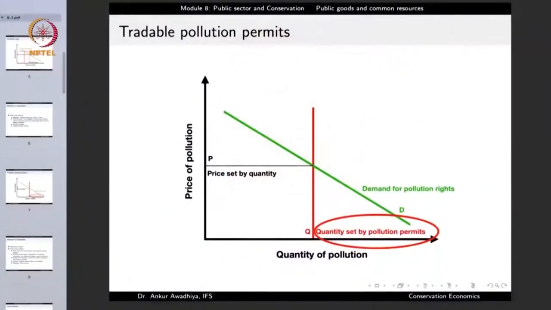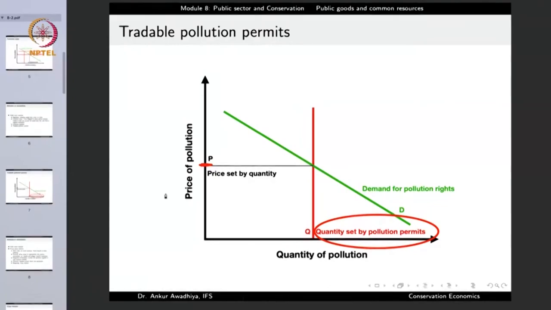So let us say that with each permit, a person can release 1 ton of carbon dioxide. And the government is saying that if you want to emit carbon dioxide from your factory, you will need a permit, but we are only going to issue 10 permits, which means that a maximum of 10 tons of carbon dioxide can be emitted. Now what happens? Here as well, you have the demand curve for the pollution rights. But now the quantity has been set. And once we have the quantity, this quantity will determine the price that the people will be ready to pay for these pollution permits.